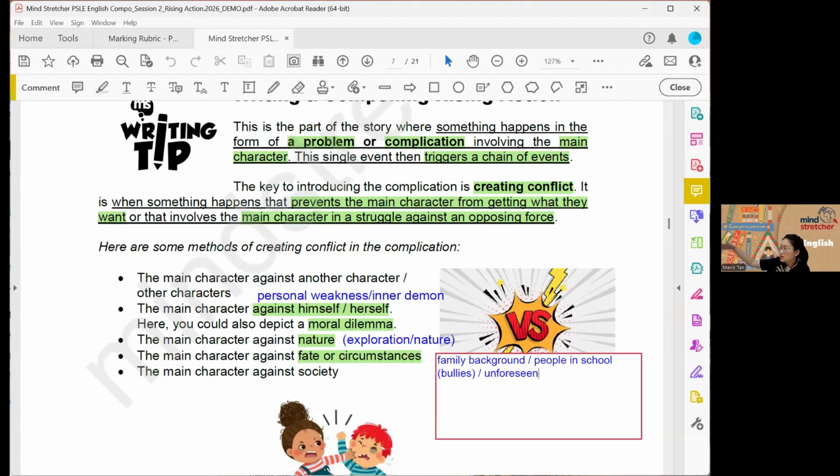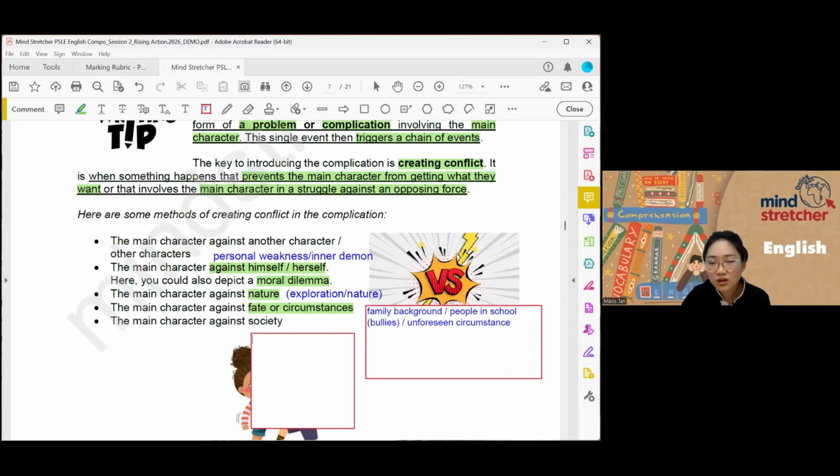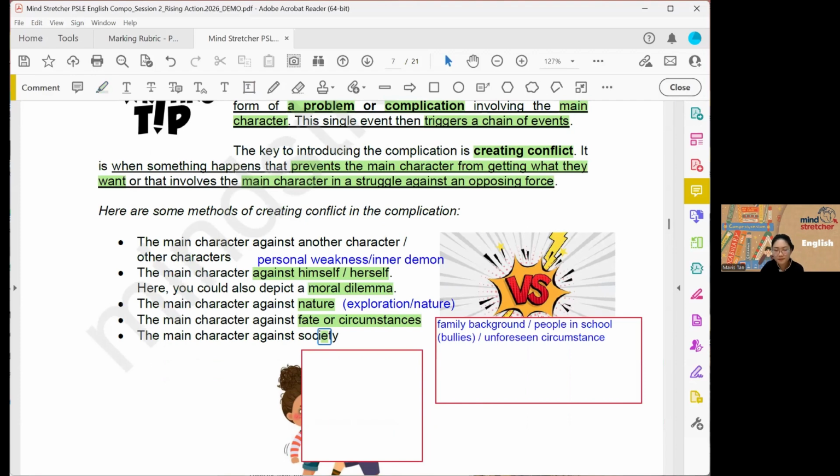Let's say there are two characters playing catching, and then they bump into you, you roll down the stairs. Like, oh my God. It just happened. So something unforeseen is also possible. Society. You see this a lot in stories, storybooks. Some people try to fit in society, but it's very hard for them because they have certain needs and talents that don't necessarily fit. So, social expectations. Everyone expects you to score full marks.